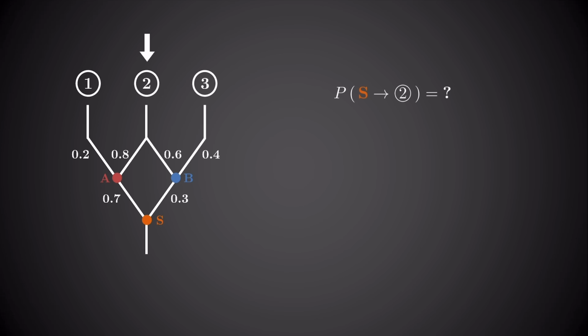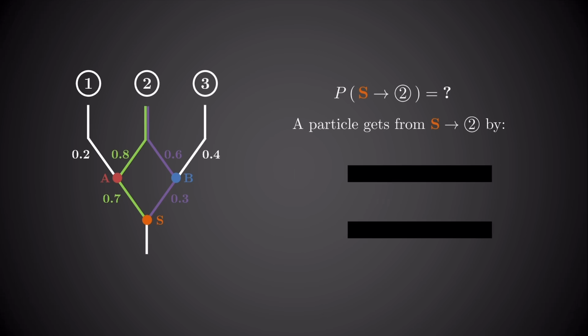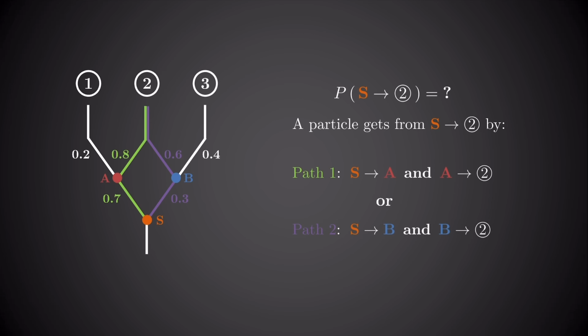Let's focus on 2 as an example. How do we calculate the overall probability of going from S to 2? Well, we should consider all possible paths that start at S and end at 2. Here we have 2 paths, which I've highlighted in green and purple. A simple yet easy strategy for doing probability calculations is to simply say in words what needs to happen for an event to occur. In this case, we might say, a particle gets from S to 2 by path 1 or path 2. In path 1, the particle has to go from S to A and go from A to 2. In path 2, the particle has to go from S to B and go from B to 2.